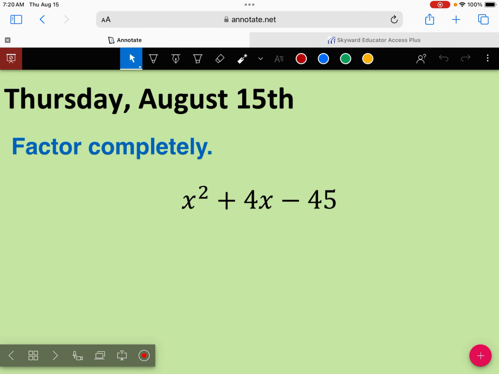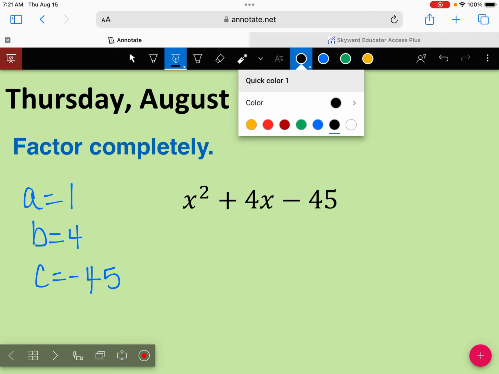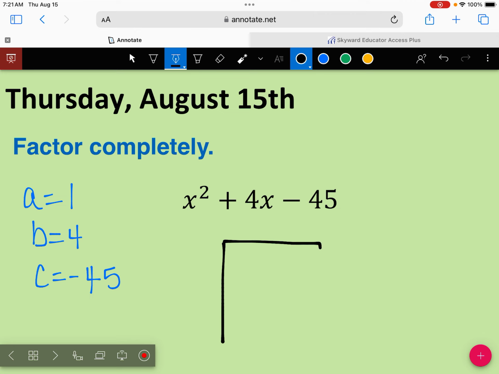First things first, what is A, B, and C? 1, 4, and negative 45. So I always like to start with making my box because in my experience, that's the part that kids struggle with. But I think in Integrated 3, you all have had 3 years in math, so I think you all are catching on a lot faster than my students I had last year.